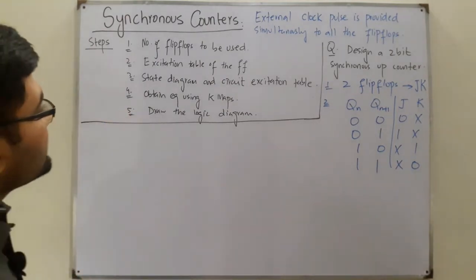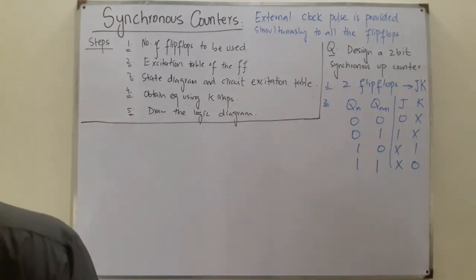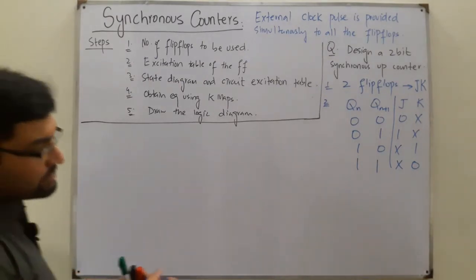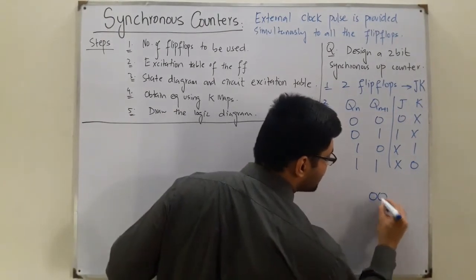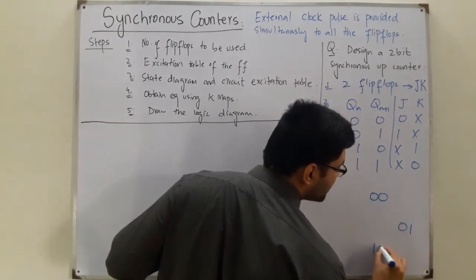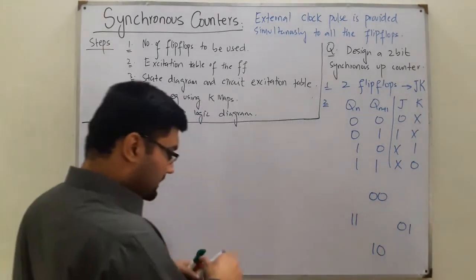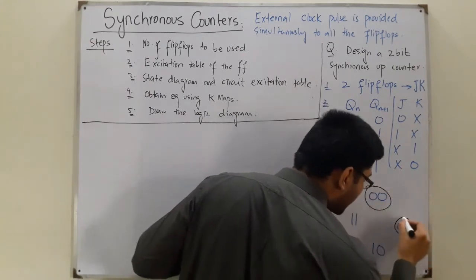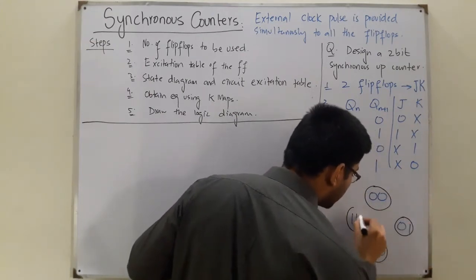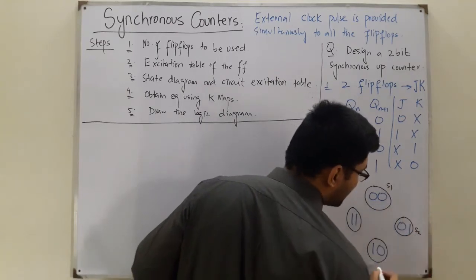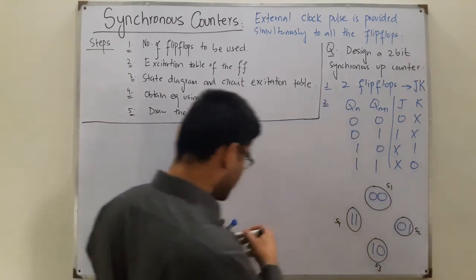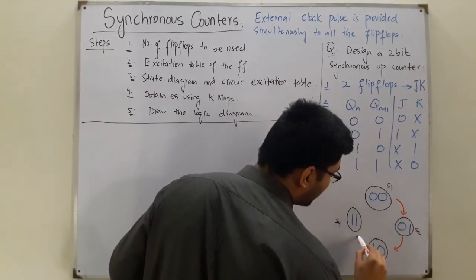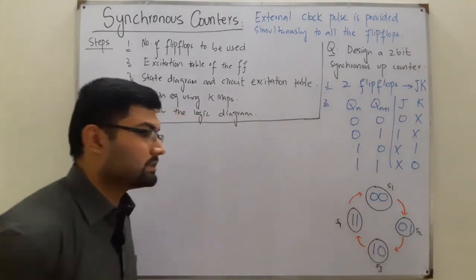Now the state diagram and the circuit excitation table. So the state diagram is simple. You have a 2-bit counter, so we've already drawn the state diagram. This is 00, the next state would be 01, the next would be 10, and final would be 11. You enclose them in a circle. These represent the states: state 1, state 2, state 3, state 4. These are the four states, and you're up counting from 00 to 01, 10, 11, and then reset to 00. This is the state diagram.